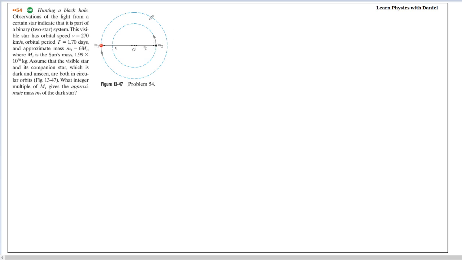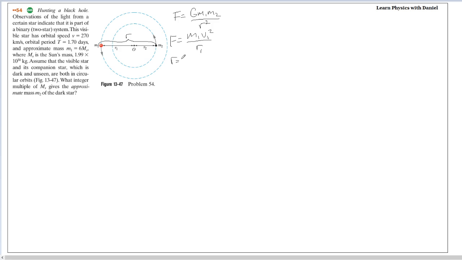First we can say that the gravitational force, if this total distance is r, is G m1 m2 over r squared. We can also say that our gravitational force is a centripetal force, which means that it equals m1 v1 squared over r1.